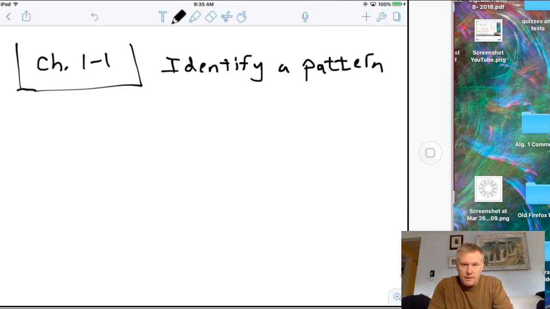Okay, hi there. Today I'm going to be covering chapter 1-1 of Algebra 2. This one's called Identifying a Pattern, and it's a lot of geometry in this section, which is probably good since many of you just took it.